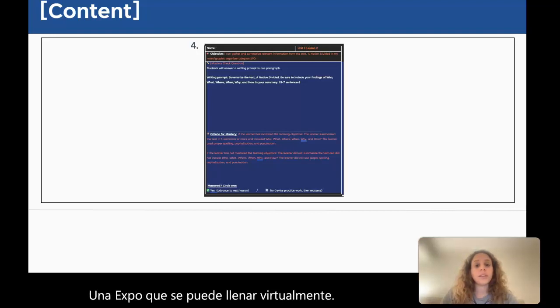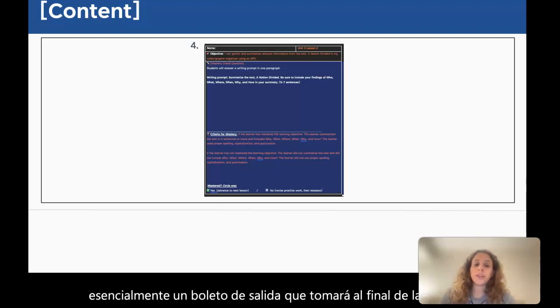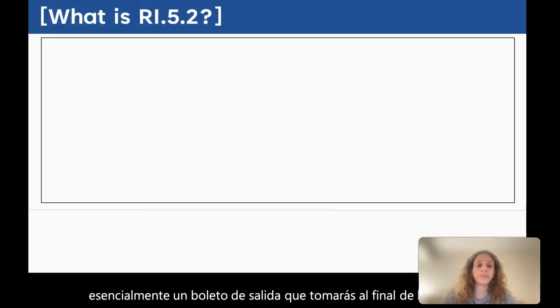So this is essentially an exit ticket that you will be taking at the end of the lesson to help me understand whether or not you mastered the objective or if you need my help.